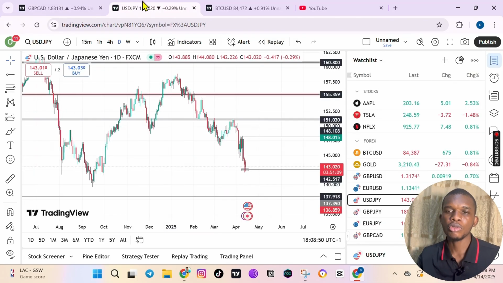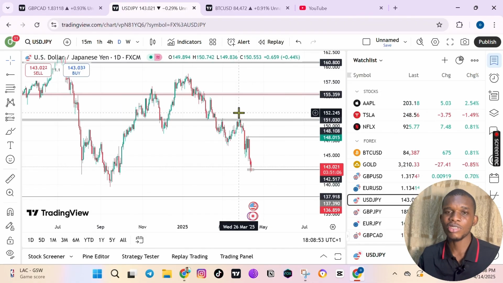Now before, let me go to USDJPY quickly. Now USDJPY, a lot is actually happening between US and Asian countries, which is China, right? China, Japan, all these things, Trump and all his rules. As you can see, the market is scattered right now.